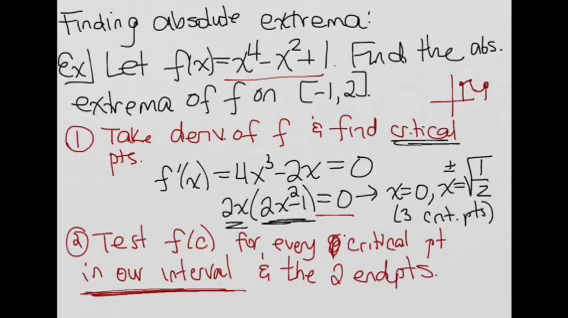Okay, so we found all the critical points in step 1. The second step is to take those critical points that are inside your interval. So if there's any that lie outside of the interval, you'll throw those out, and test the two endpoints.